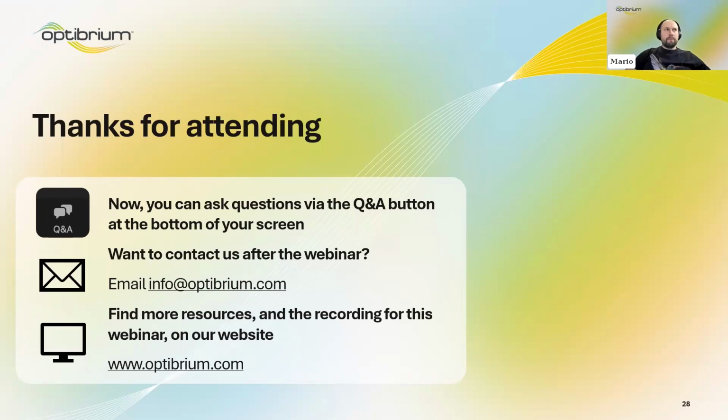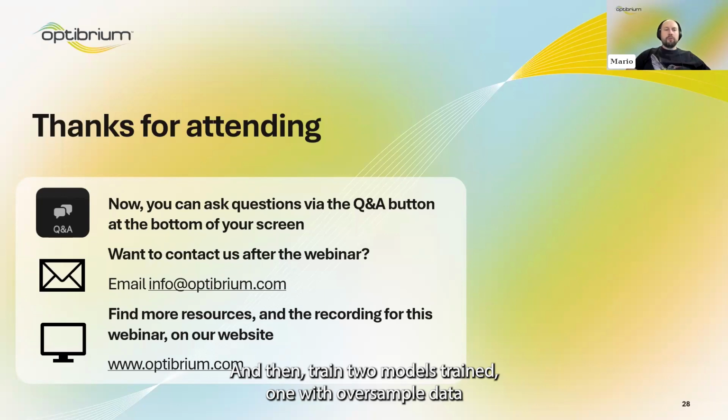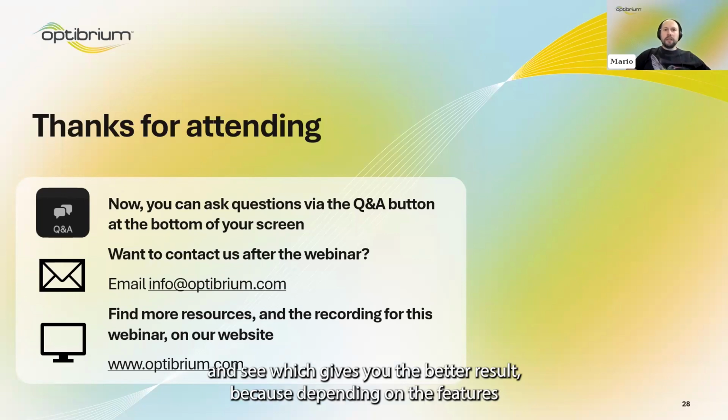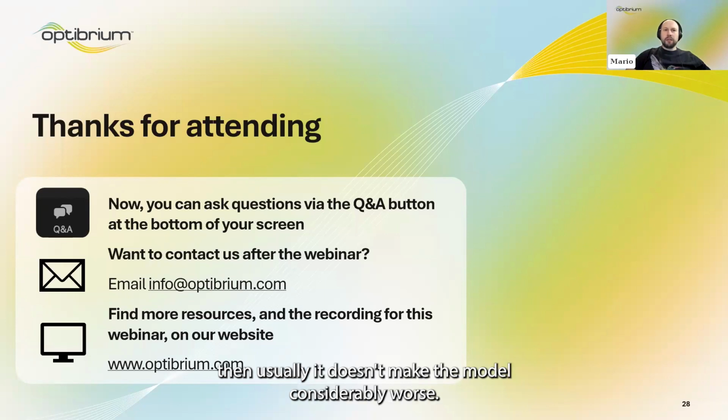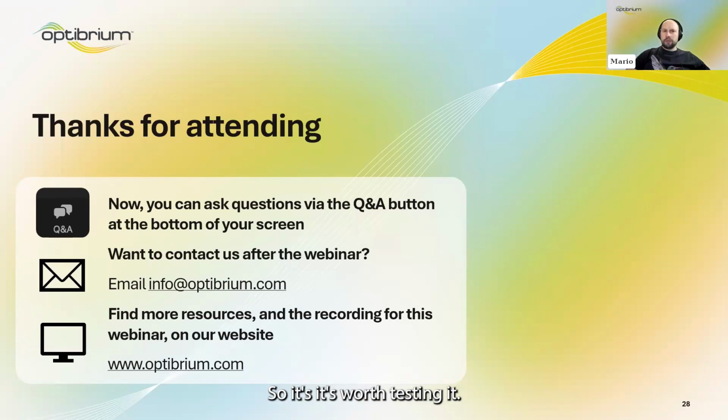But my suggestion is that, if possible, you divide your data into three, as both Tamsin and I spoke about before. So 70% for training, 15% for validation, and 15% for testing, and then train two models. Train one with oversampled data and the other without any oversampling, and see which gives you the better result. Depending on the features and the compounds, oversampling might help, but it might also do nothing. Obviously, if you don't have enough data to do the 70-15-15 split, then based on my experience, if you do oversample, it usually doesn't make the model considerably worse. So it's worth testing.